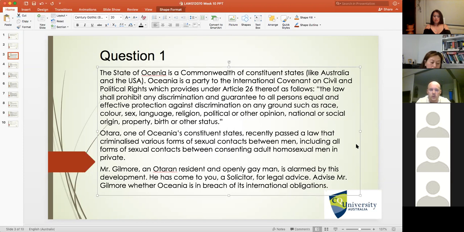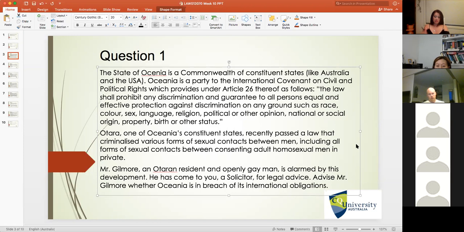So going back to this, the basic legal issue is, given the fact that it is Oceania, remember, under international law, only sovereign states can be subjects of international law. So constituent states like Queensland, Victoria, or New South Wales cannot be subjects of international law, and they cannot enter into treaties as defined under the Vienna Convention on treaties, although they can certainly enter into international agreements.